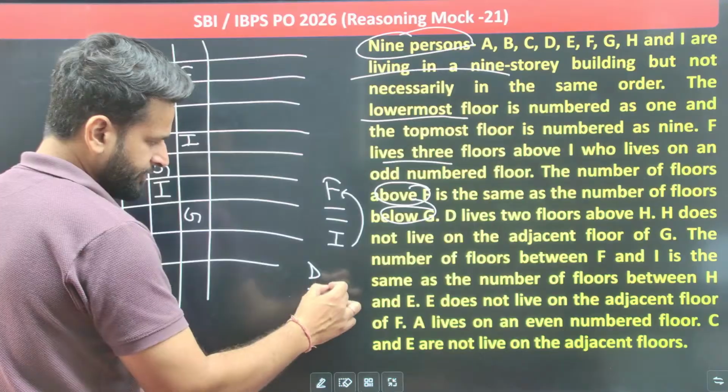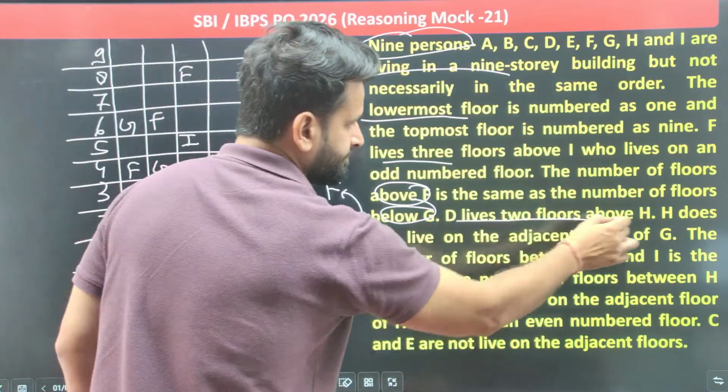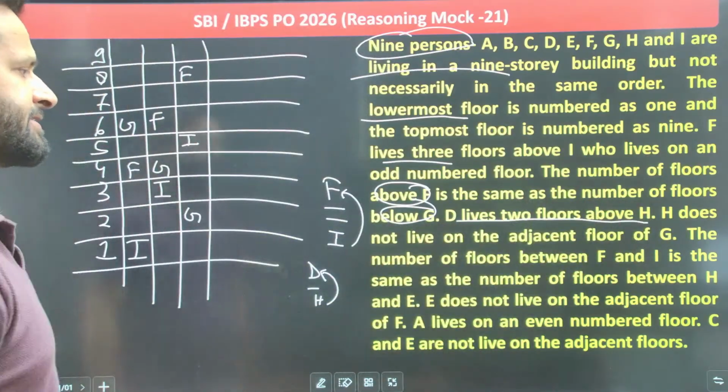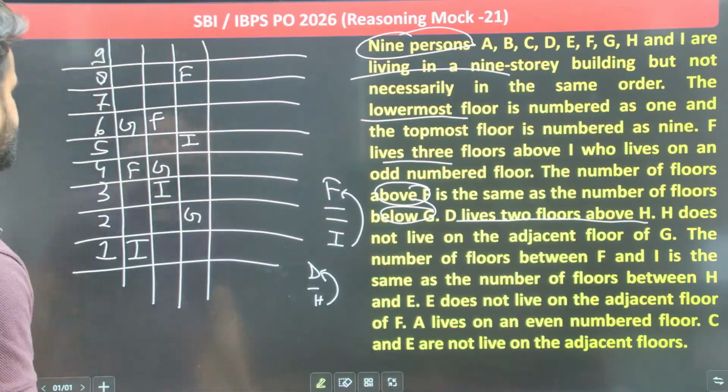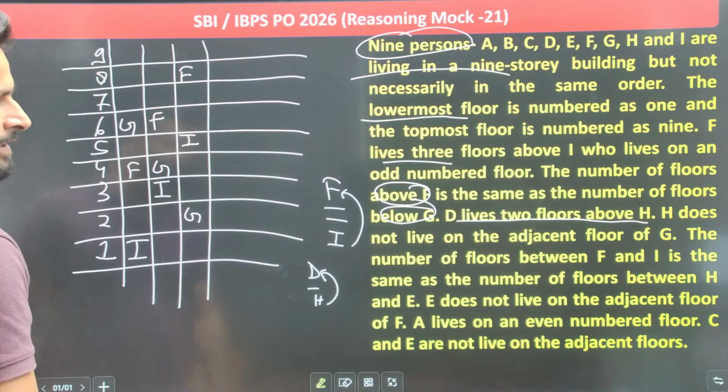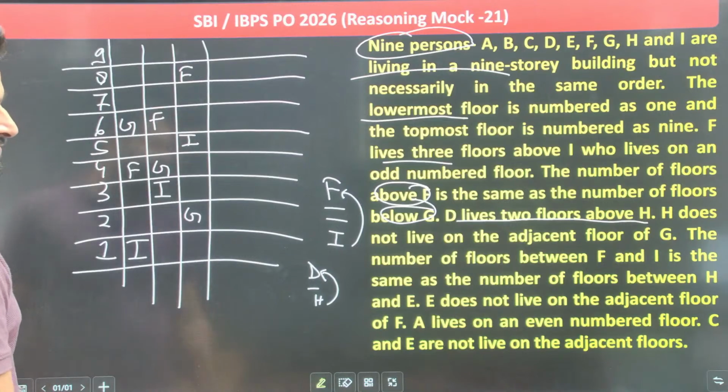D is living 2 floors above H. H does not live on the adjacent floor of G. H will not be adjacent, meaning aaspaas. H is not adjacent of G.